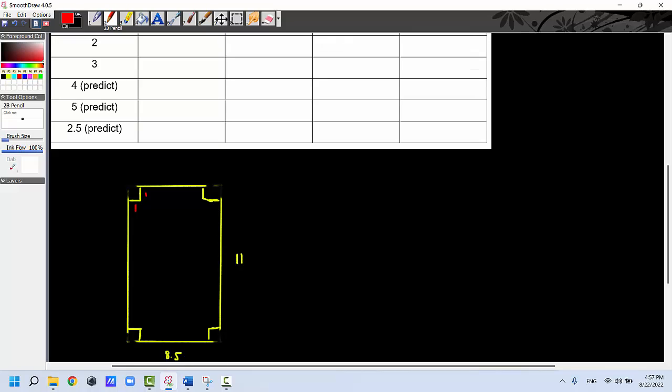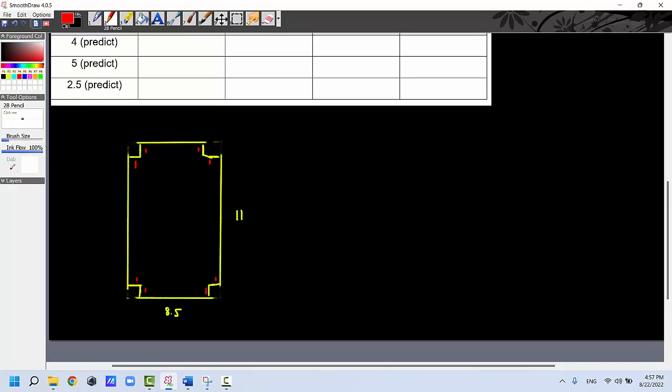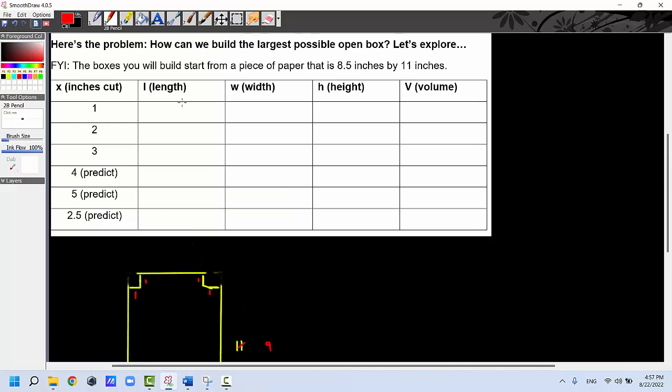Remember, if it's 1 and it's a square, that means that 1s are showing up all over the place. The consequence of cutting out squares of length 1 is that this 8.5 is no longer 8.5, right? I'm actually cutting out 2 inches from it. So that would be 8.5 minus 2, which would then be 6.5. This 11, which used to be 11, is no longer 11. It's actually going to be 9. So I'll fill those pieces in real quick here. This is going to be 9, this is going to be 6.5, and the height is actually going to be the length of the square, which is going to be 1.